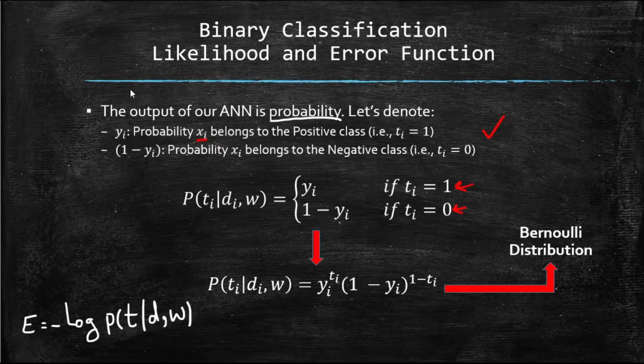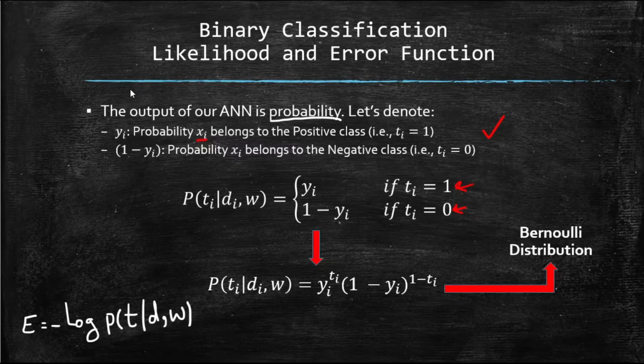So let me repeat it again. y sub i is the probability that your machine thinks x sub i belongs to the positive class, hence t sub i equals 1. Otherwise, if you want to find the probability of the negative class, you would just say 1 minus y sub i. That is the probability that your machine thinks your input belongs to the negative class, for which you would have the ground truth of 0.